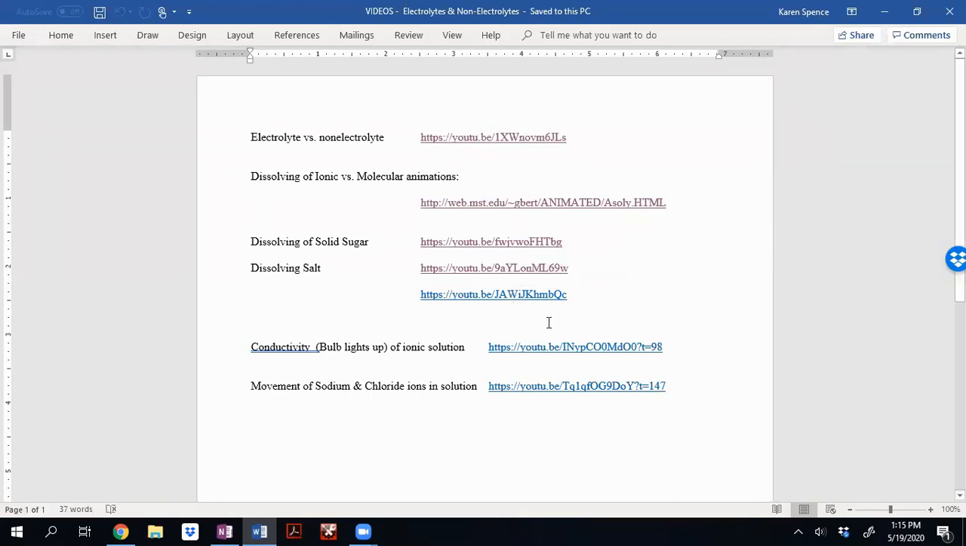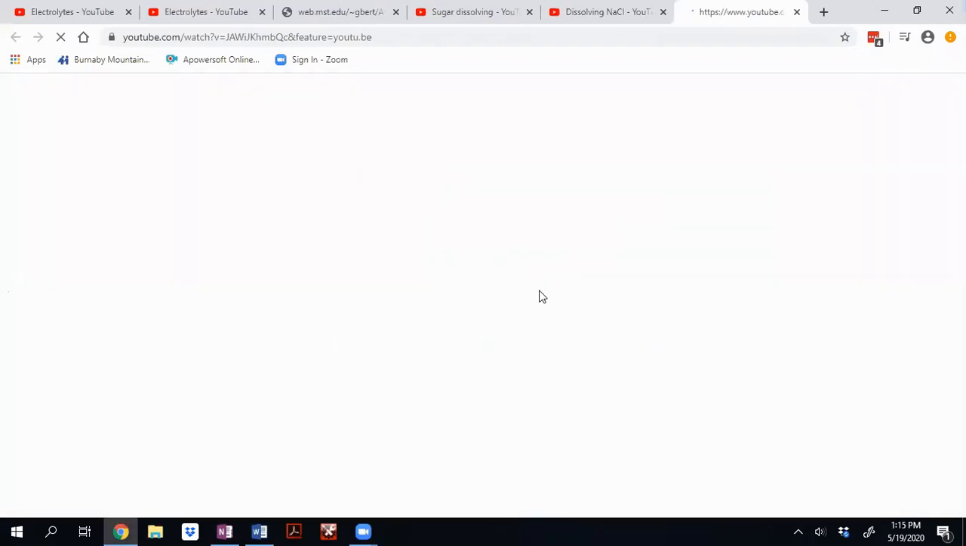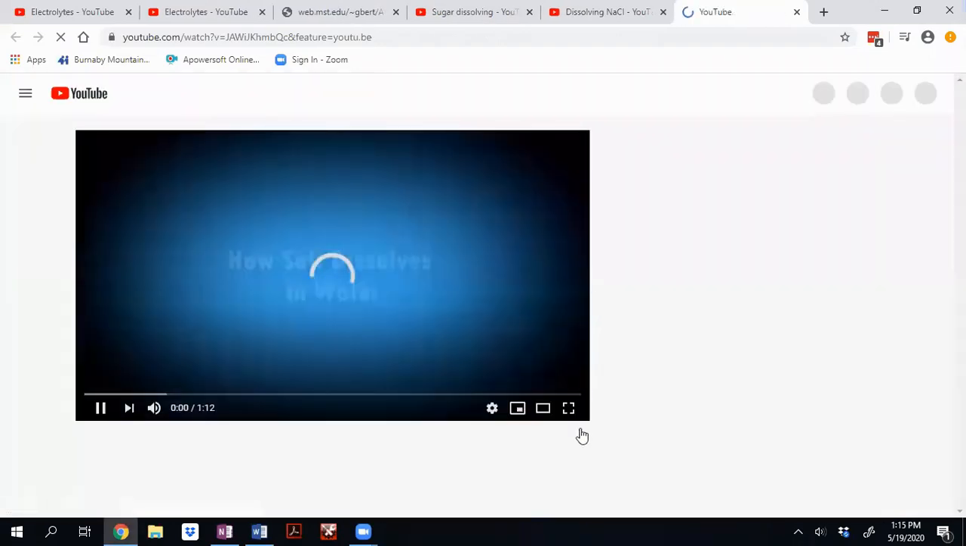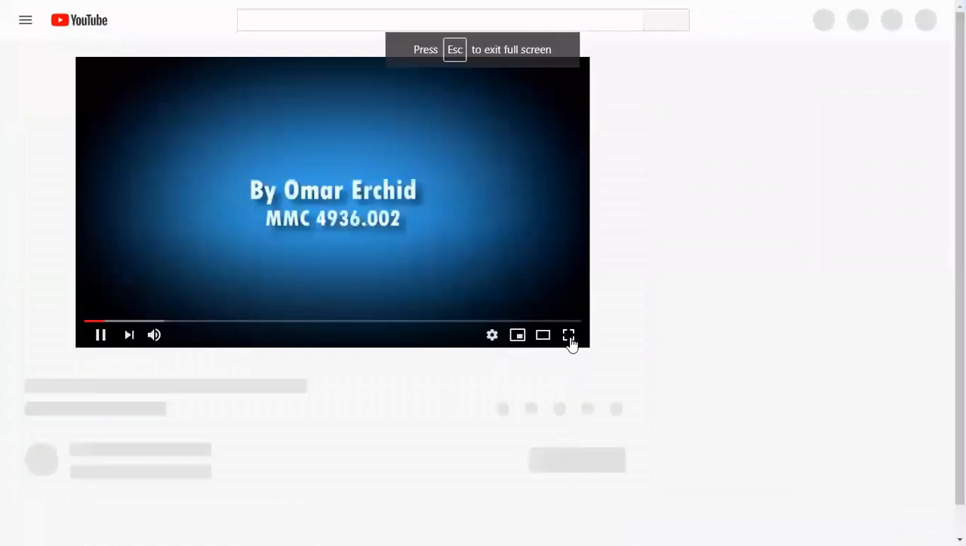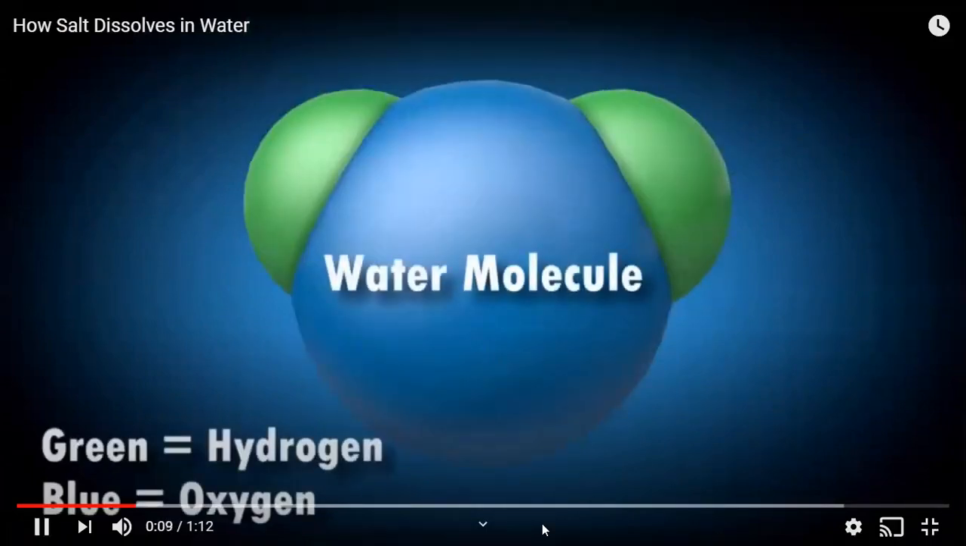And now once we know that the ions are all split apart, actually, let's just try one more because I think this one was also good. It didn't have a voiceover, but it was pretty nice, I think. How Salt Dissolves in Water by Omar Erkid. It's just 1 minute, so it shouldn't be too bad, except for I'm not playing. There we go, play.